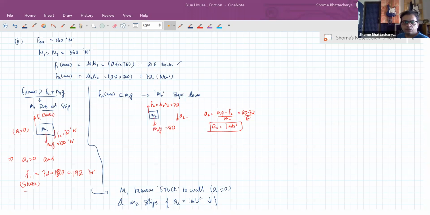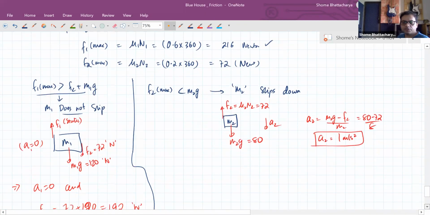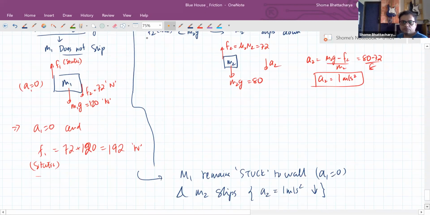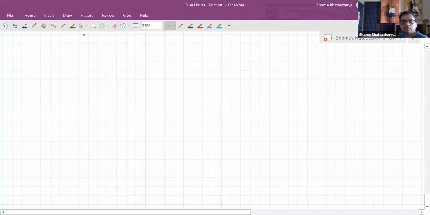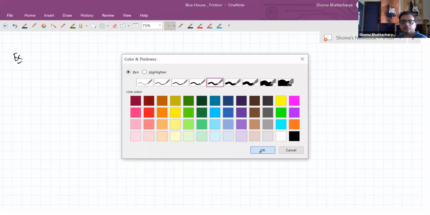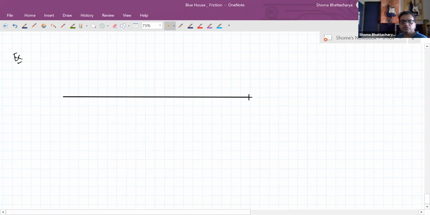Okay. Now let's move on to some more questions. So now we are coming to the more tricky type of questions, where more than one limiting condition is there. So let's look at another example. Now this time we will revisit the two block problem, but with an additional complication that the floor is also rough. And last lecture when we had looked at the two block problem, we'd seen that situation where the floor was smooth. But this time let's see what happens when we make the floor also rough.